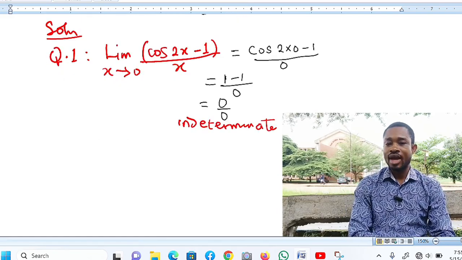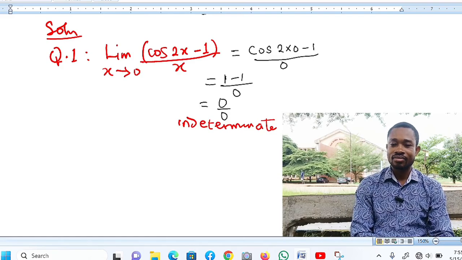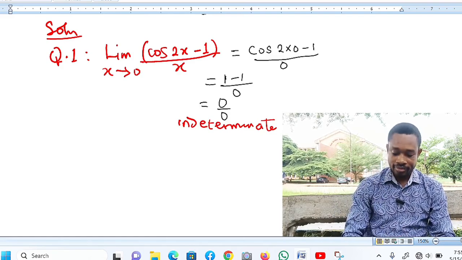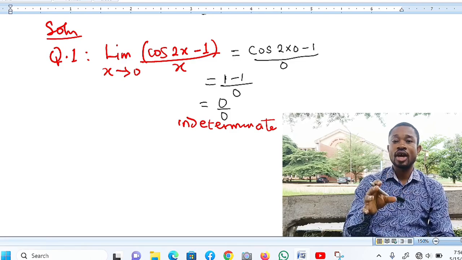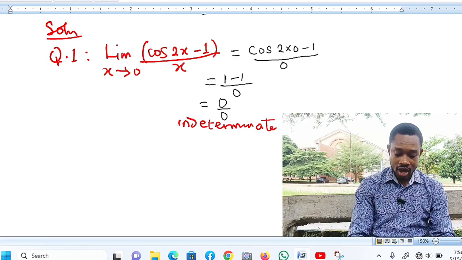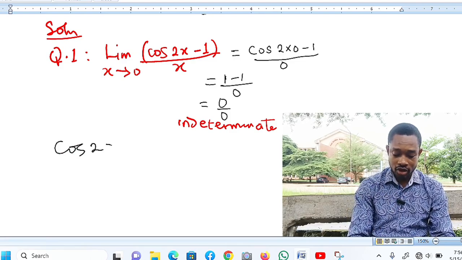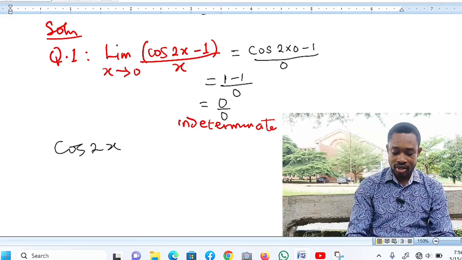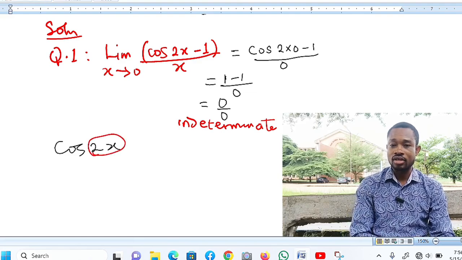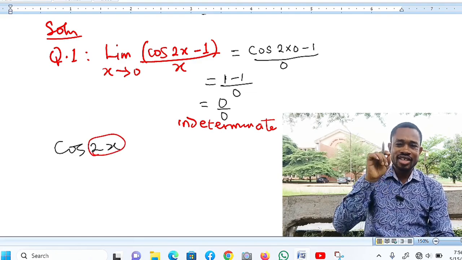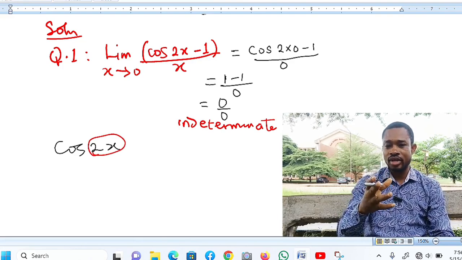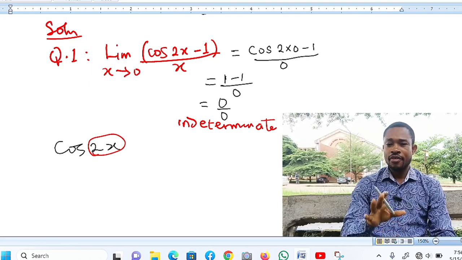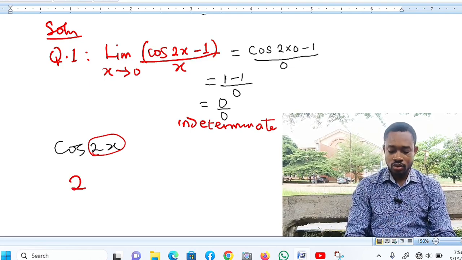If I give you cos 2x minus 1 to differentiate, what are you going to get? So you are going to differentiate cos 2x. And if I give you cos 2x to differentiate, what should you take note of? You have to differentiate what I refer to as the minor function, that 2x. That 2x, I refer to it as minor function. And if you differentiate 2x, you're going to get 2.